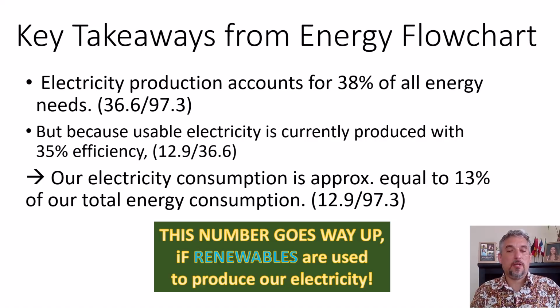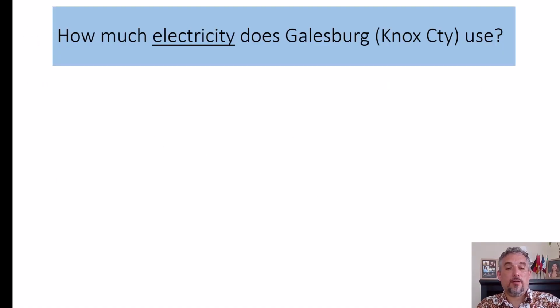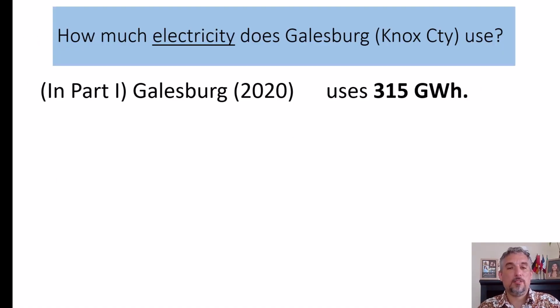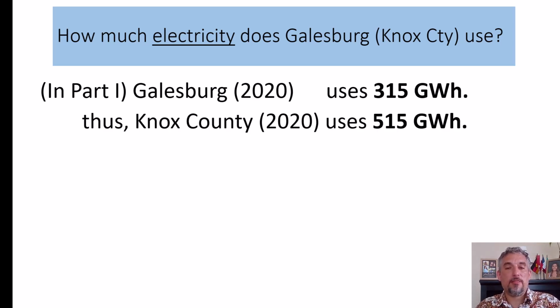To produce our electricity. How much electricity does Galesburg or Knox County use? Well, in the previous presentation, in 2020, we used about 315 gigawatt hours. Well, we can extrapolate to the county. The county has 49,000 people rather than 30,000, and therefore, the county is using about 515. And you can do that on a per capita basis to extrapolate to the larger numbers. That's how much electricity is used.